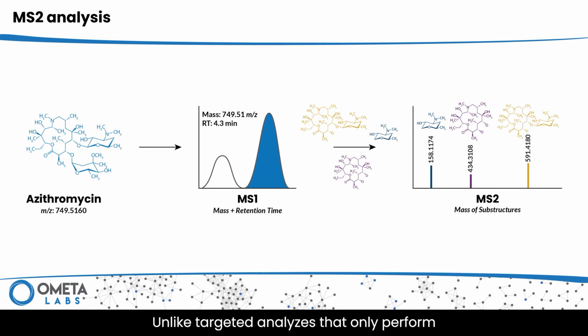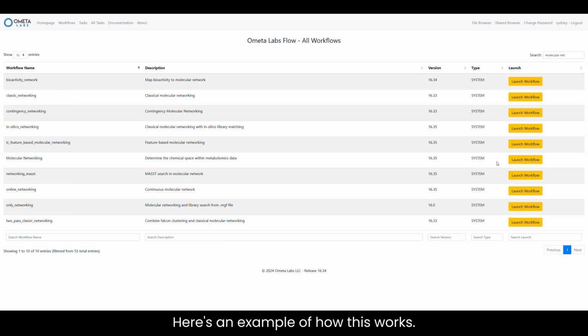Unlike targeted analyses that only perform MS1, untargeted MSMS analyses perform an additional round of mass spectrometry that breaks apart each molecule and measures the mass of the fragments it produces. This creates a chemical barcode that can be used to identify both known and unknown compounds. Here's an example of how this works.